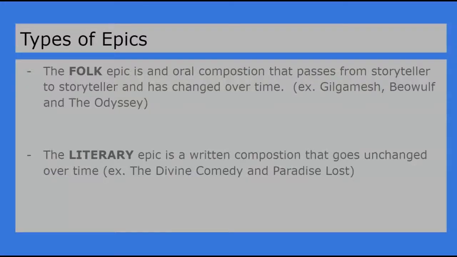Next, we have types of epics. There's two types of epics. There's the folk epic, which is an oral composition that passes from storyteller to storyteller and has changed over time. Examples of this are Gilgamesh, Beowulf, and the Odyssey. The literary epic is a written composition that goes unchanged over time. Examples of this are Divine Comedy and Paradise Lost.